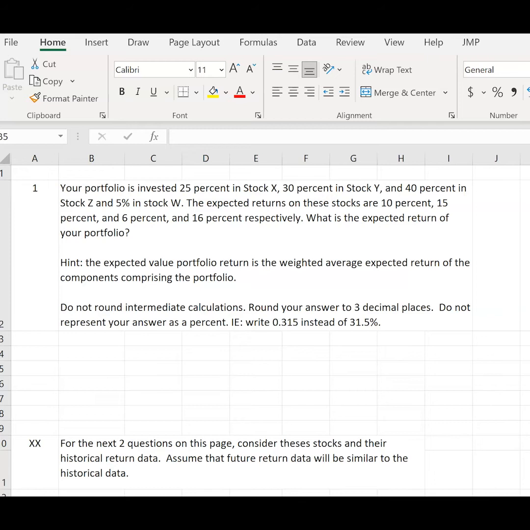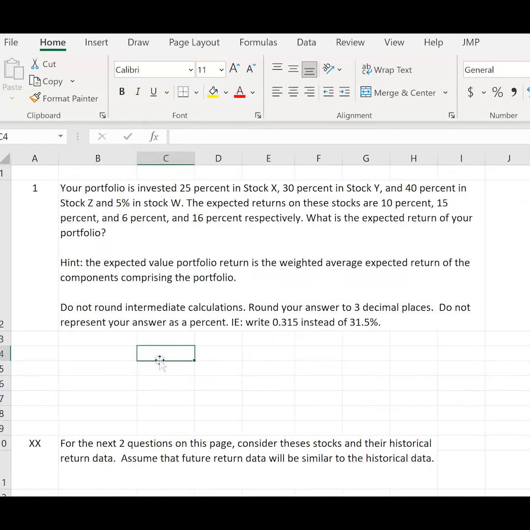Question 1. Your portfolio is invested 25% in stock X, 30% in stock Y, 40% in stock Z, and 5% in stock W. The expected returns on these stocks are 10%, 15%, 6%, and 16% respectively. What is the expected return on your portfolio? It gives us a hint, letting us know the expected value of a portfolio return is the weighted average expected return of the components comprising the whole portfolio. And we're told to round our answer to 3 decimal places.